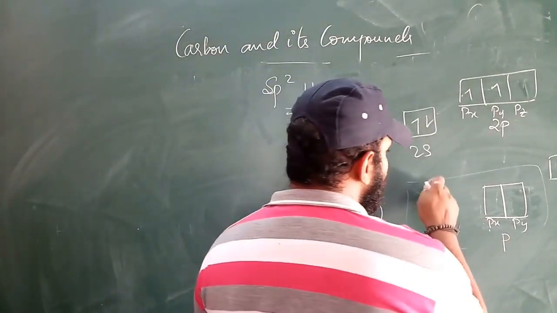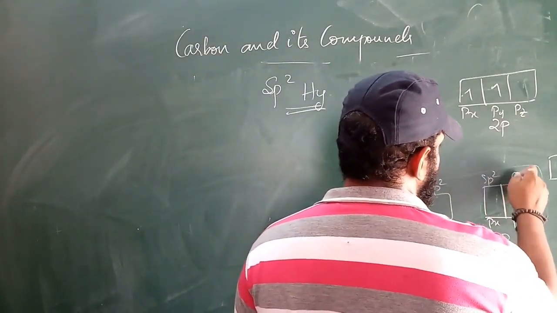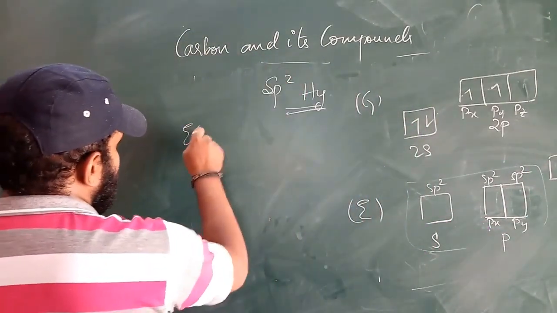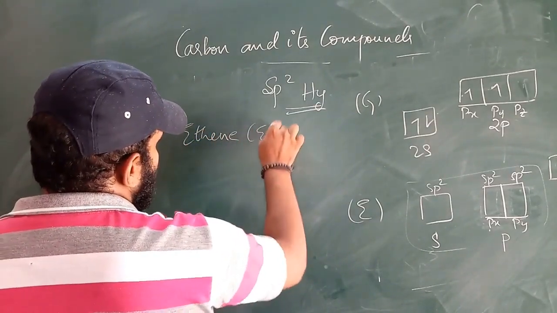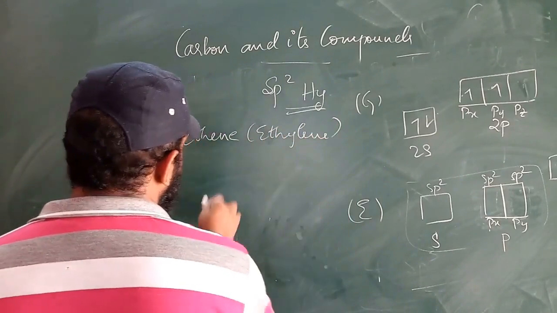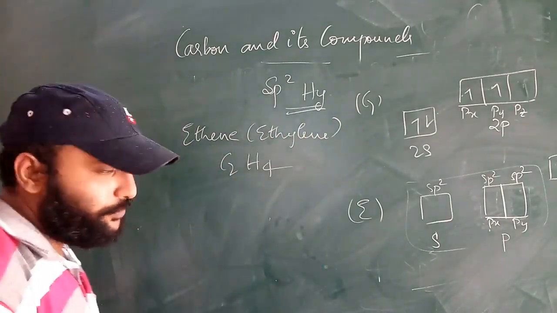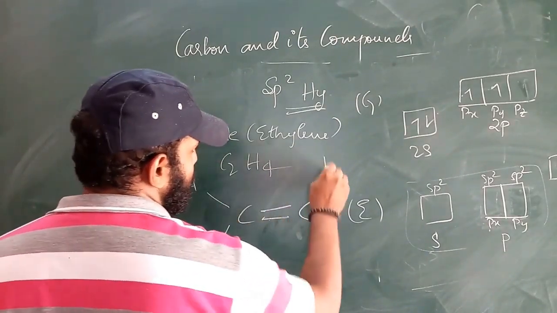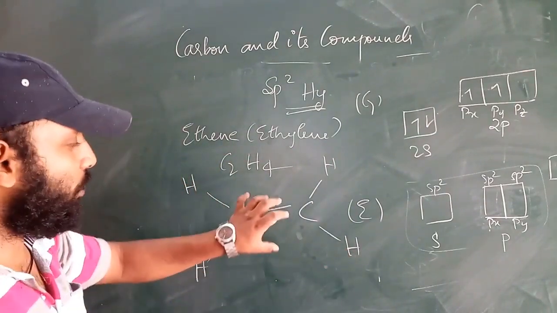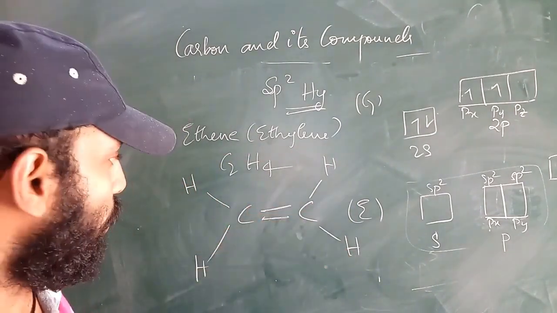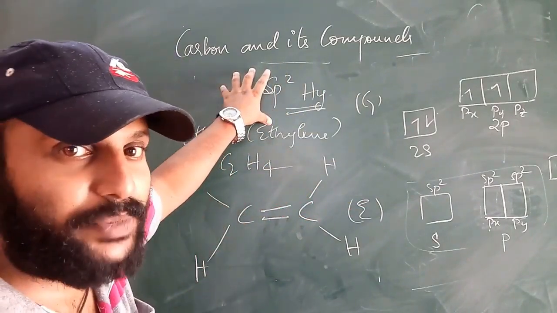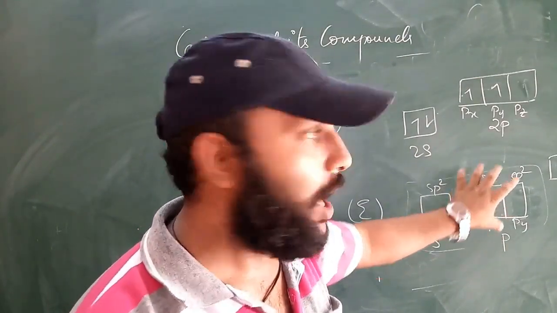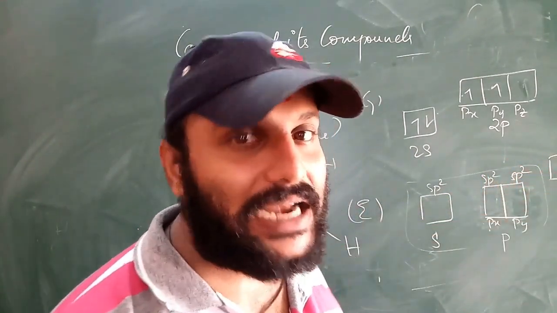After hybridization we call them sp2, sp2, sp2. Now what is the example for this? It is ethene, or ethylene. The chemical formula is C2H4. As the name says, in sp2 hybridization only 3 orbitals undergo hybridization, one s orbital and 2 p orbitals. One orbital is unhybridized.